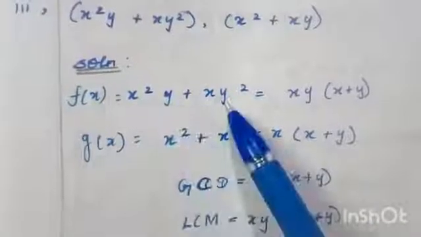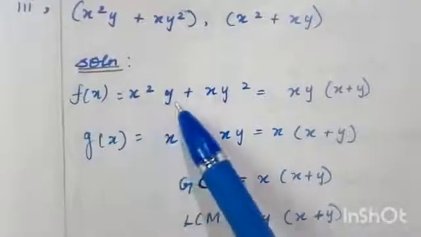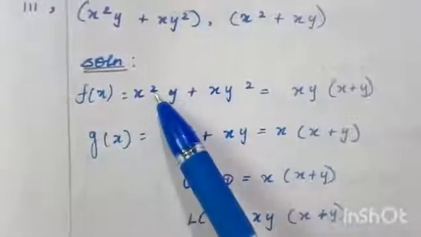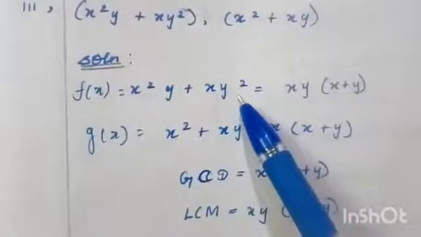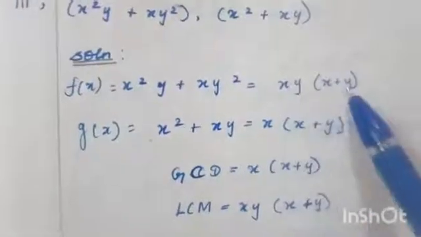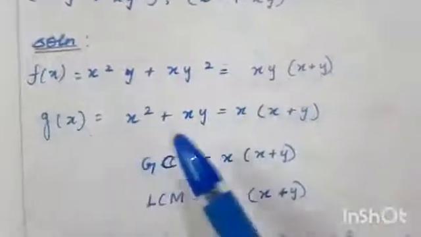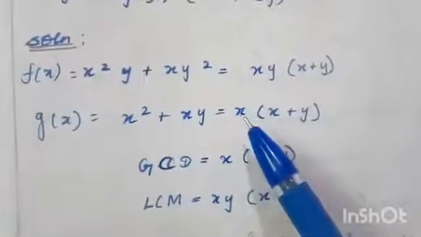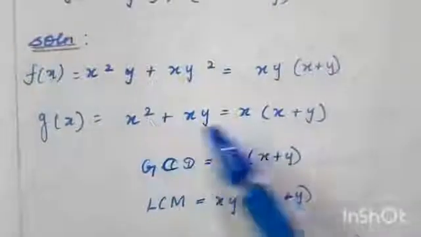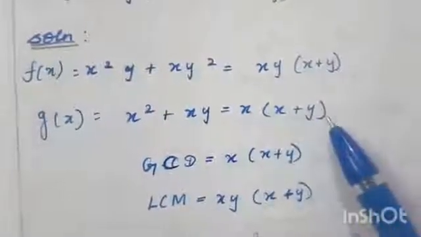In these two terms xy is common, so you take xy outside, which leaves x here. For xy taken outside, y is remaining. So it is xy into x plus y. In g of x, x is common, so here x is remaining, here y is remaining. So it is x plus y.